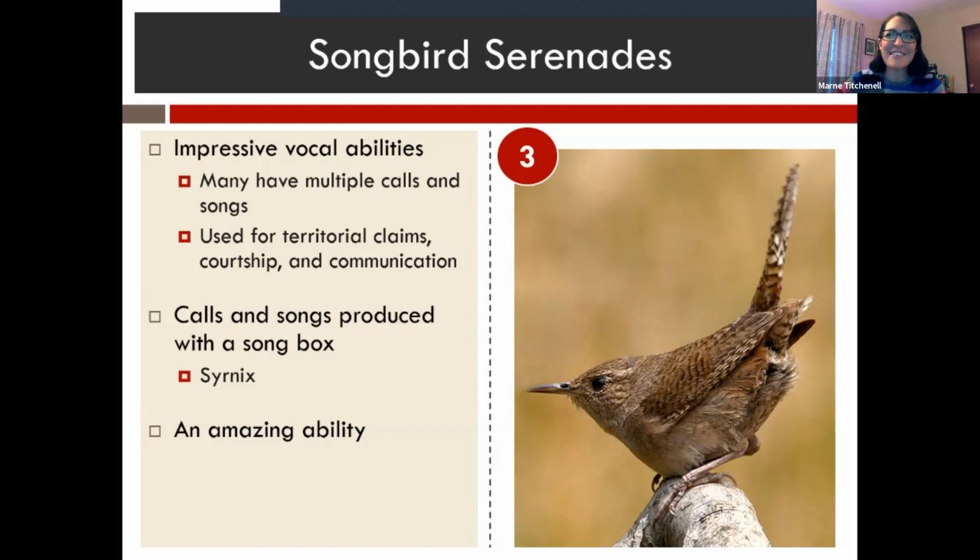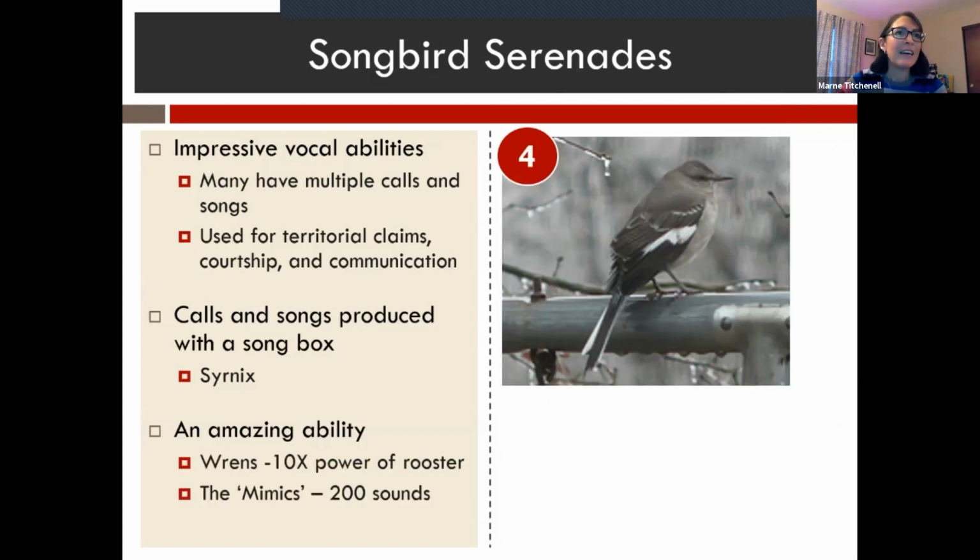So I see we have some guesses. Oh, and you're so close, Mary and Kim, with House and Carolina wren. You are correct. It is a wren, but it was a little tricky. This is the winter wren. Not to say that our other wrens don't have this same ability, though they're not quite as rapid paced and bubbly as the winter wren. And I'm sorry, I should have gotten a call for this guy, but I don't have it. And then of course we have the mimics.